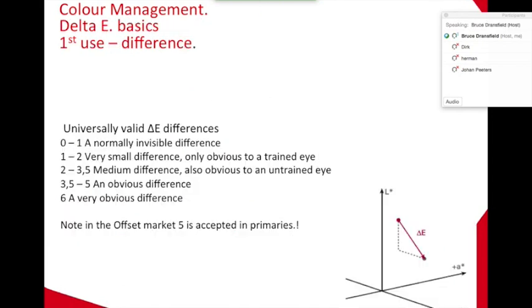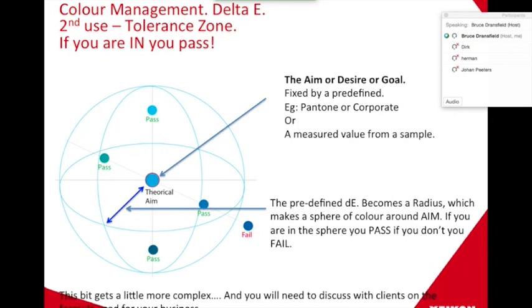So the second use of it is it can be set as a benchmark of difference. It can also be used as a zone, a tolerance zone. So the idea is if our colours fall inside that zone, they're going to pass, and if you fall outside that zone, you fail.